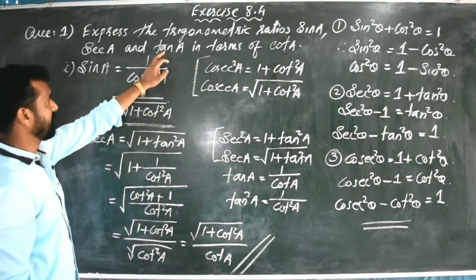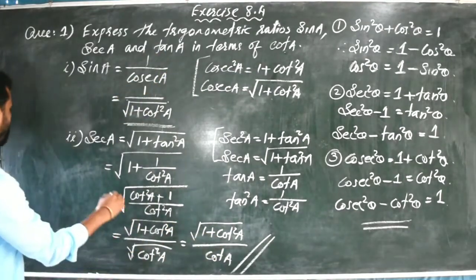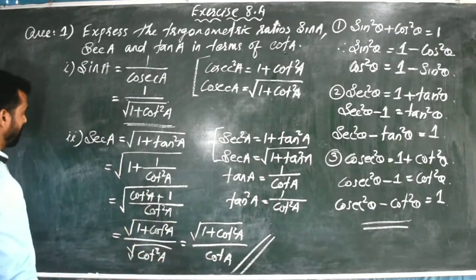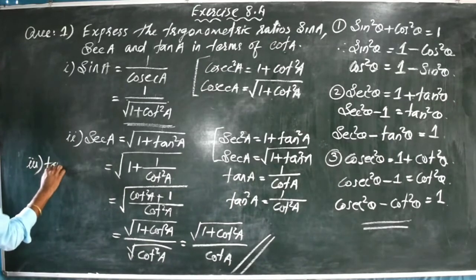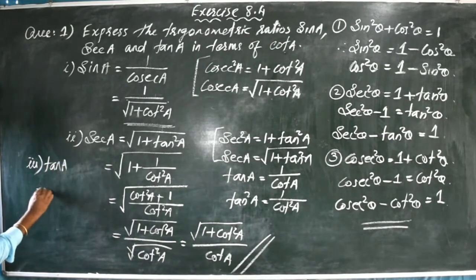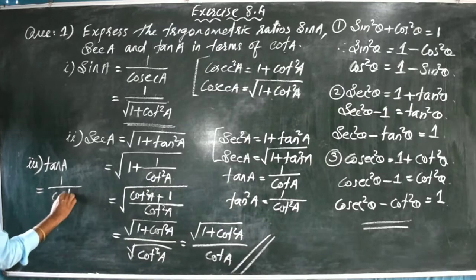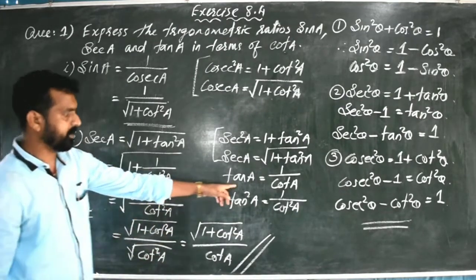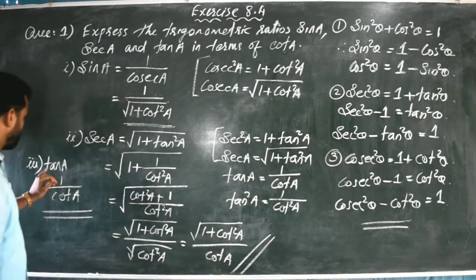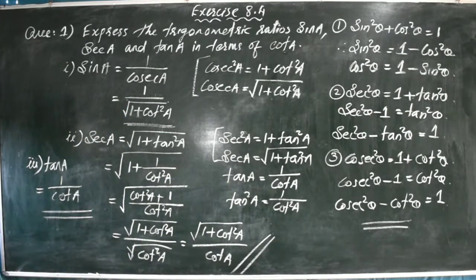Now the third one is tan A. How can we represent that? For the third one, you have to write below that the number 3. Tan A is equal to, directly we can substitute that. Tan A is equal to, what is the answer? 1 divided by cot A. That much only is the answer. Tan A is equal to 1 divided by cot A. Tan A we have expressed in terms of cot A.